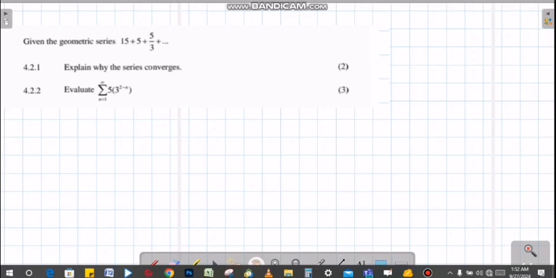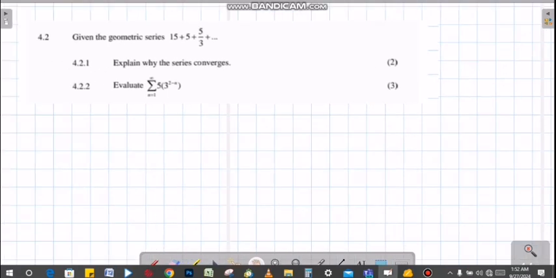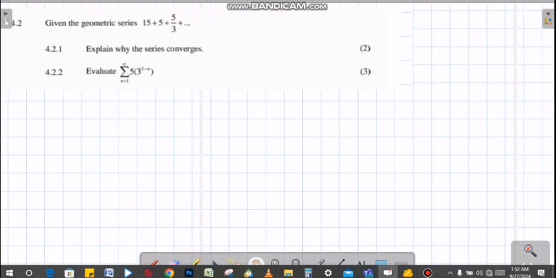Okay, now let's check our next question, 4.2. Given the geometric series 15 plus 5 plus 5 over 3 plus so on. Our first question says explain why the series converges.